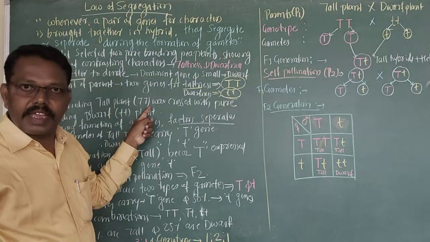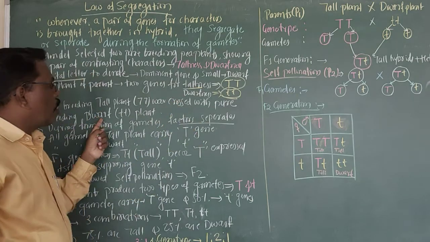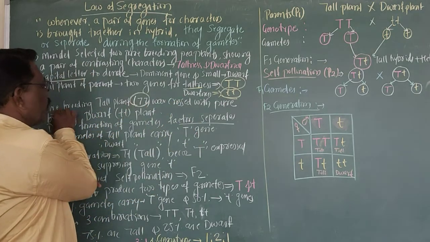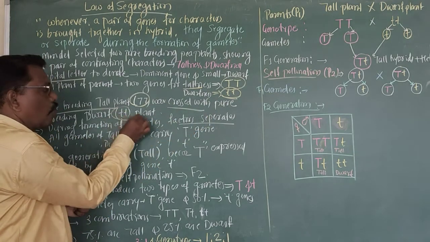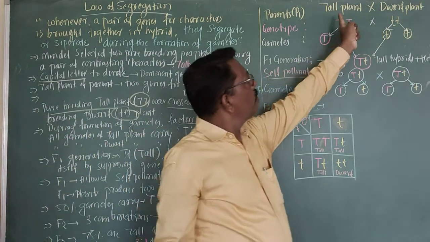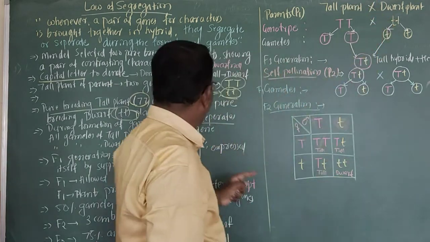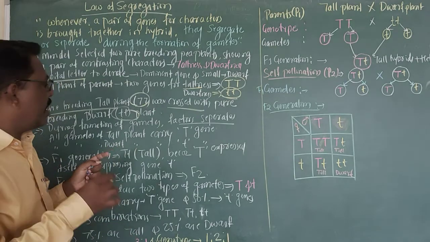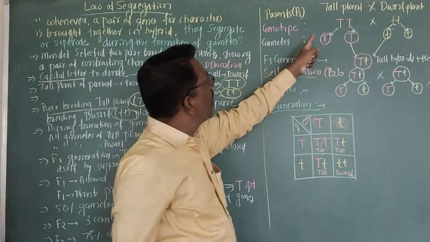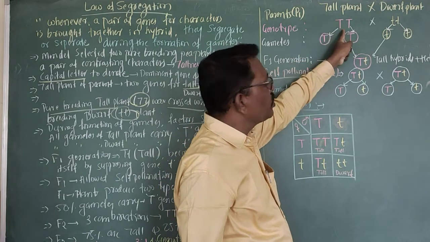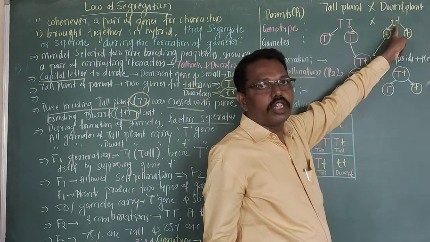That is capital T, where it was crossed with pure breeding which one? Dwarf plant. That is the pure breeding tall plant, it was crossed with what? Pure breeding dwarf plant. Here I will show the pure breeding tall plant when it was crossed with pure breeding dwarf plant. Then during the formation of the gamete, here you will show the tall plant having the genotype. Which one? Capital T. Dwarf plant, it will show the small t genotype.